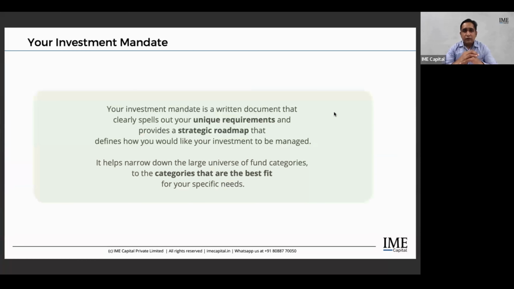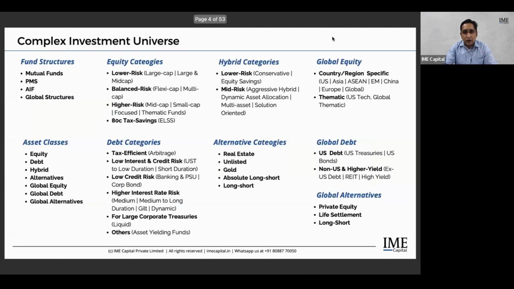So starting firstly with what is an investment mandate? An investment mandate is a written document that helps clearly spell out your unique requirements, providing a strategic roadmap of how you would like your investments to be managed. It helps narrow down this very large universe of fund categories to the fund categories that are the best fit to your specific needs. Now, what is the specific problem statement and what is it that the mandate helps address?